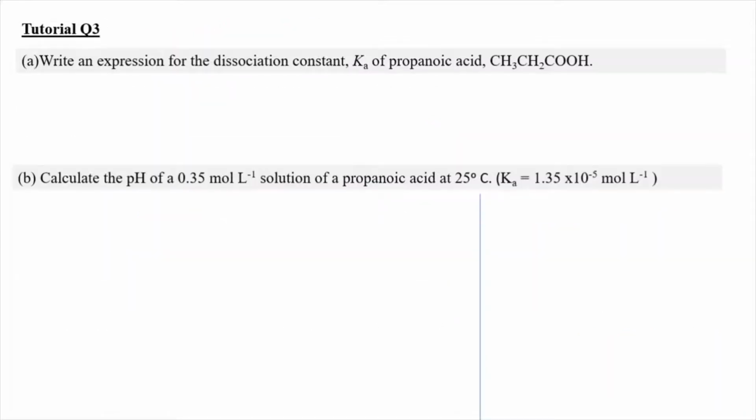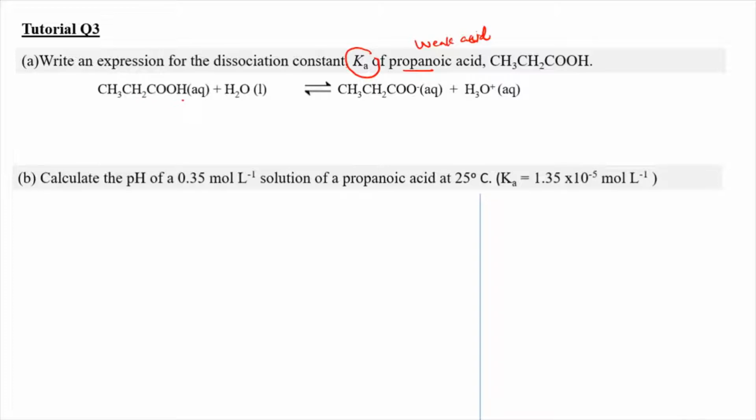Now for tutorial question 3, we need to write an expression for the dissociation constant for the propanoic acid. So when we know that it has a Ka value, we know that it is a weak acid. Okay, so when we know that it is a weak acid, we need to include water in our equation. So we have our CH3CH2COOH aqueous plus H2O liquid, which is in equilibrium because it is a weak acid. It's going to produce a propanoate ion, which is CH3CH2COO minus, and then the H plus here is going to be accepted by the water here to form the hydronium ion, which is the H3O plus aqueous.